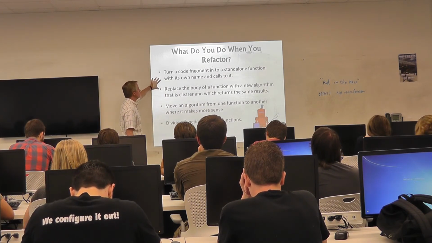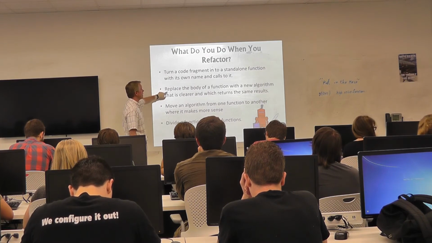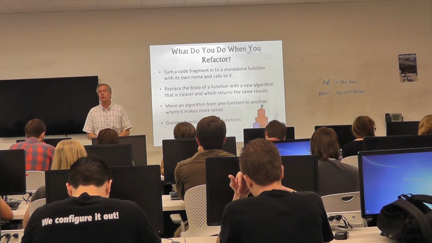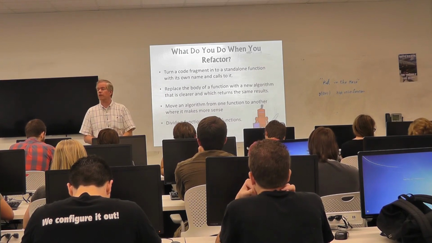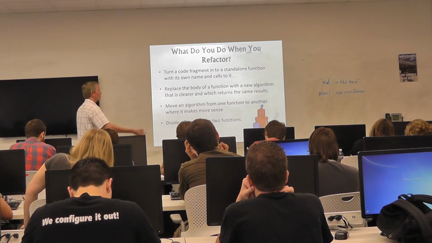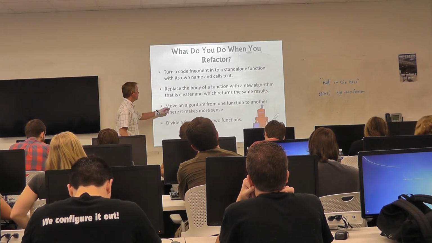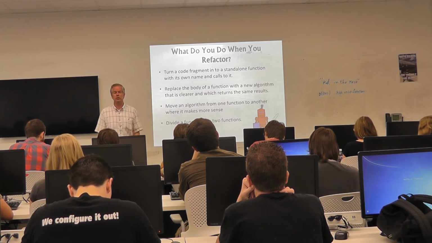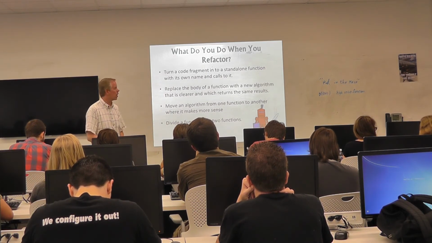You can turn a code fragment into a standalone function. You can replace a function body with a new algorithm. Perhaps you've got a sorting algorithm that you're using, and then you discover there's a quicker, better, faster sorting algorithm for the type of data that you're dealing with. So you rip it out, you stick a new one in, maybe move an algorithm around, or divide a function into two functions because the function was just too darn long.